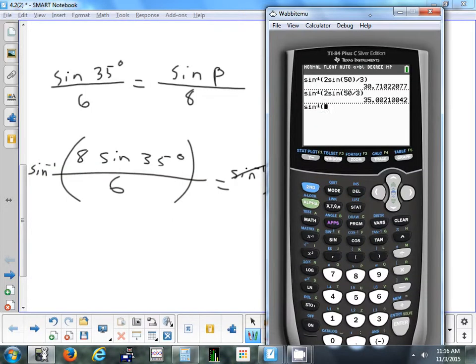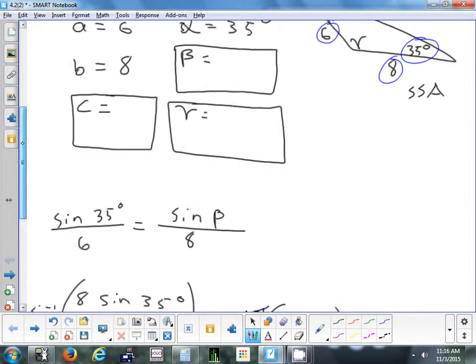Okay, so inverse sine of 8 sine 35. Make sure you close your parenthesis. Divide by 6. Okay, if I hit enter and I get an error, I'm done. Means there's no solution. If I hit enter and I get an answer, that means there's at least one answer, possibly a second. Okay. 49.886.